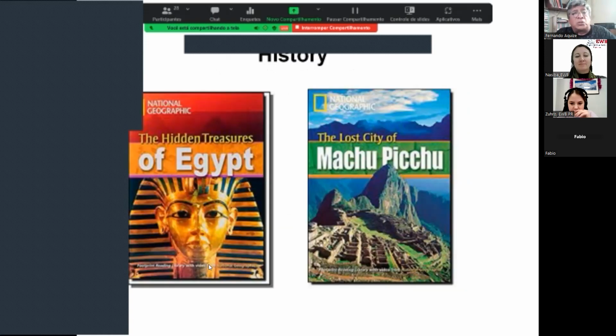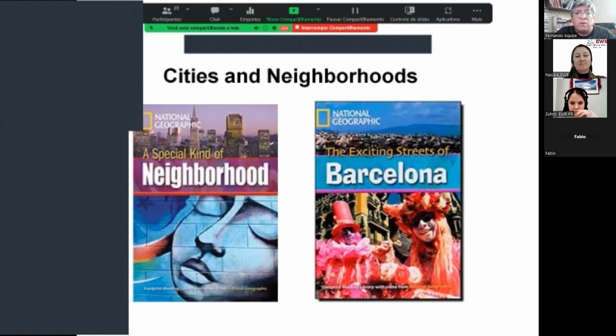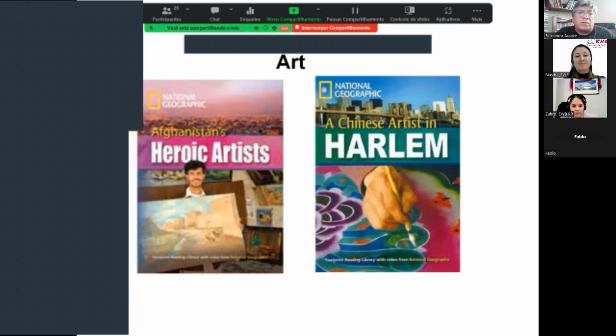There's a lot about history, okay, a lot. In this case, you can find things about your own countries. I mean, it's really interesting. Cities and neighborhoods. So it's not just animals, as you can see, right? It's not just endangered species. Art. Oh, this is one from Afghanistan. Those of you who are from Afghanistan.